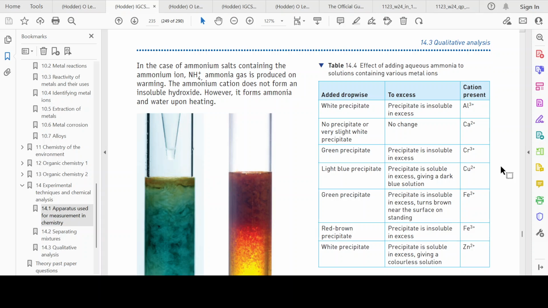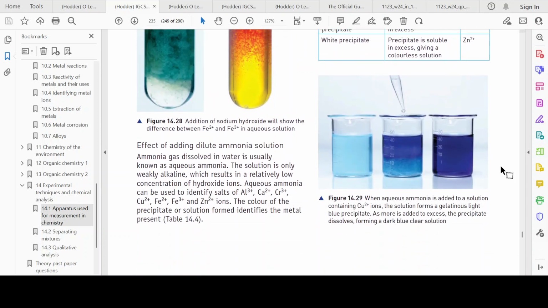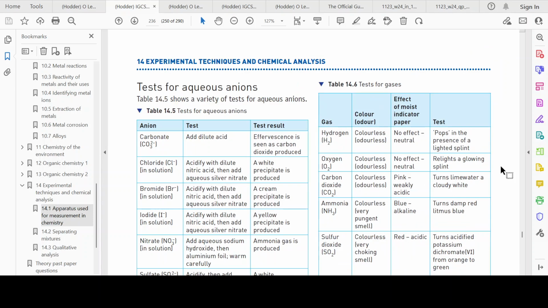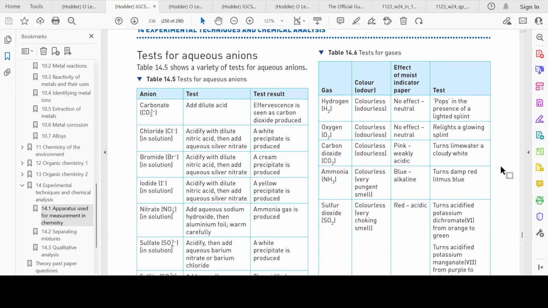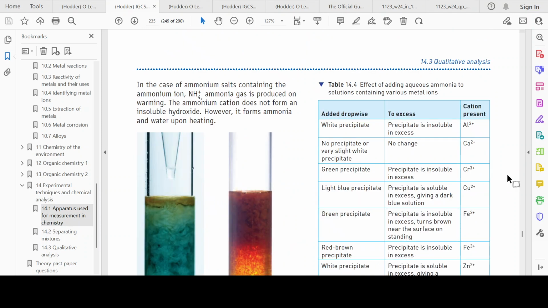The ammonium cation does not form an insoluble hydroxide because all ammonium salts are soluble. However, it forms ammonia and water upon heating. And so you can do what I just mentioned to test for that. I believe they do mention it later on as well. Yeah, over here, ammonia turns damp red litmus paper blue. We'll get to that in a while.